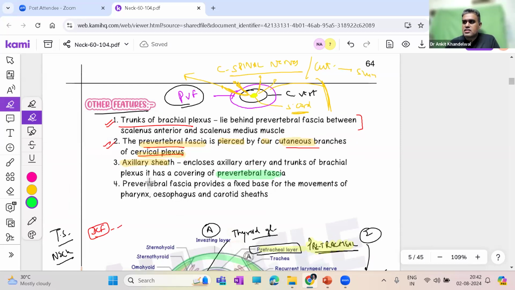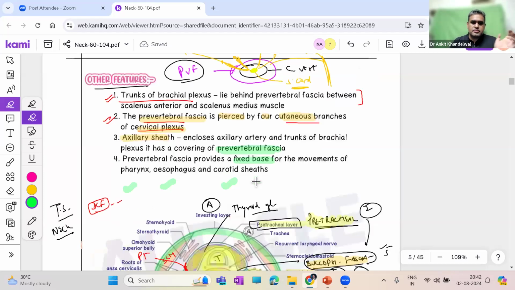So as we discussed, why do we have so many layers of these cervical fascia? The reason is this. It provides a fixed base so that it doesn't get disturbed or disturb the other structures. That is as simple as that. So that the pharynx, the esophagus, the carotid sheath, they can easily function without interfering with the functionality of other structures. If you're getting my point, right?